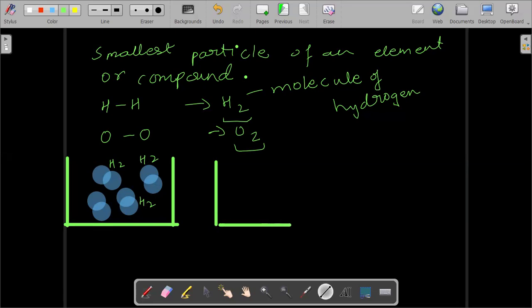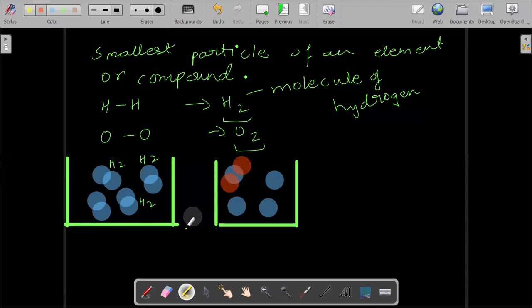Now we'll see a molecule formed by different types of elements. For example, the formation of H2O. I will show you the formation of H2O. We have oxygen being represented by others. Here we have hydrogen bonded with oxygen, and this hydrogen also bonded with oxygen.